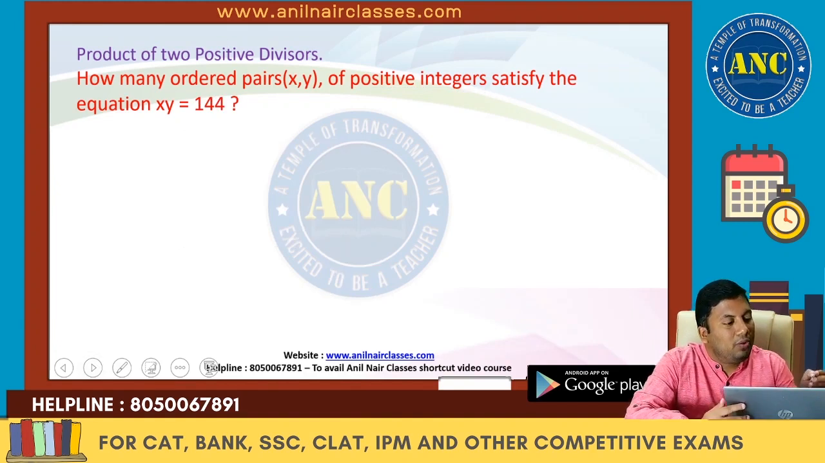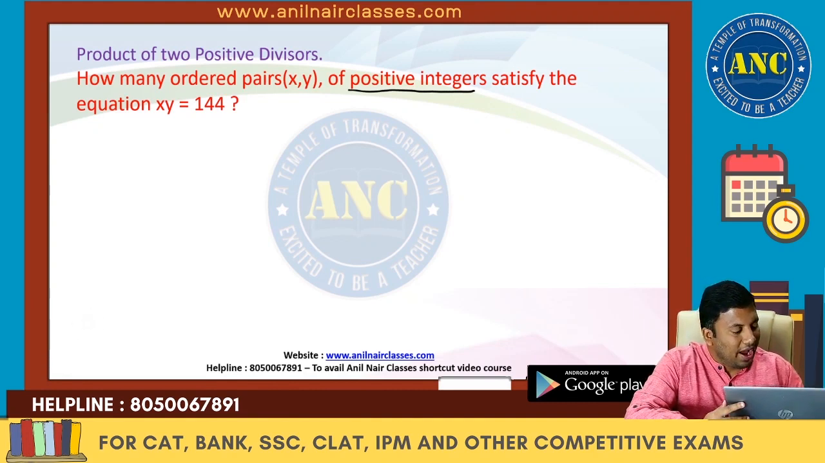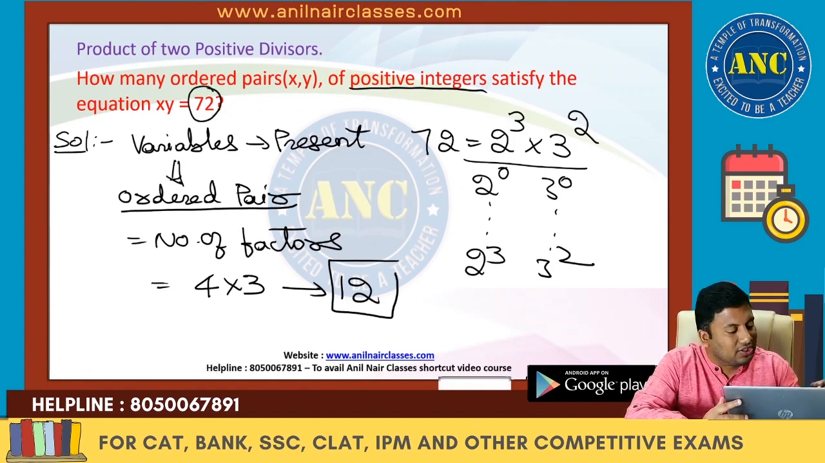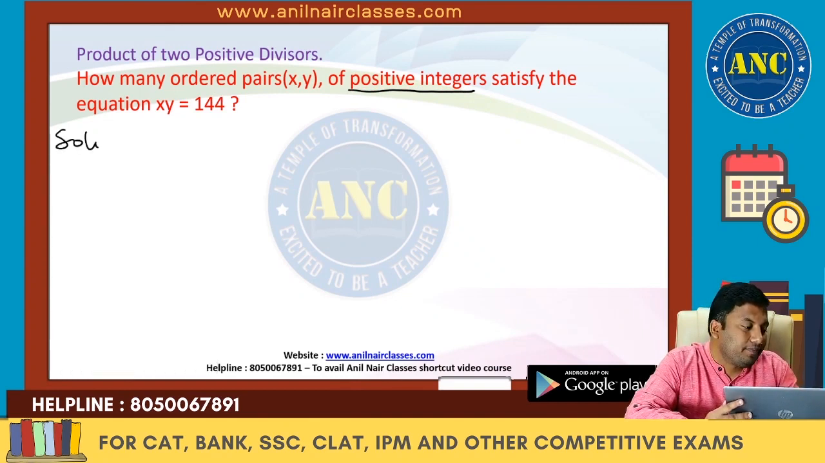Next one: how many ordered pairs xy of positive integers? I hope you have understood the difference between the previous question and this question. I just gave one number which is a non-perfect square. I just gave another number which is a perfect square. Solution.